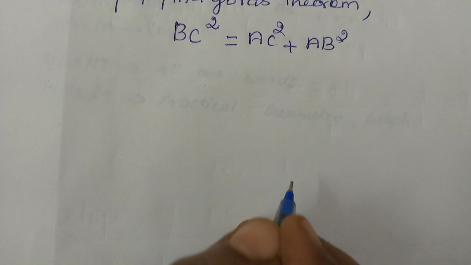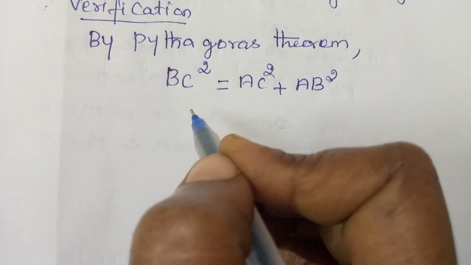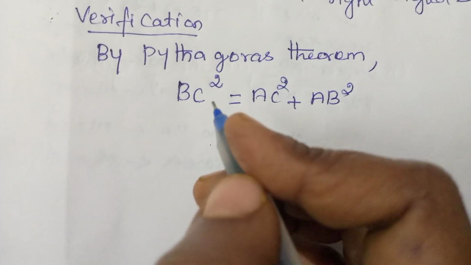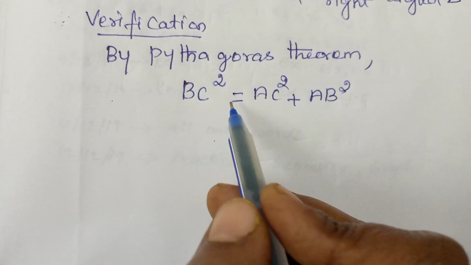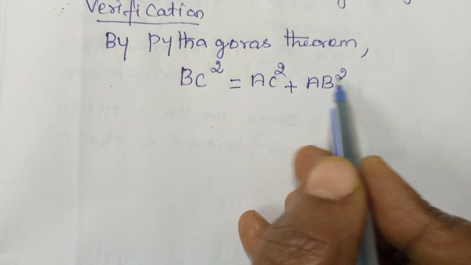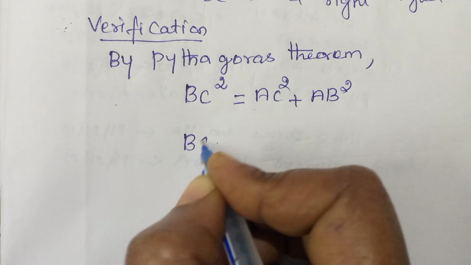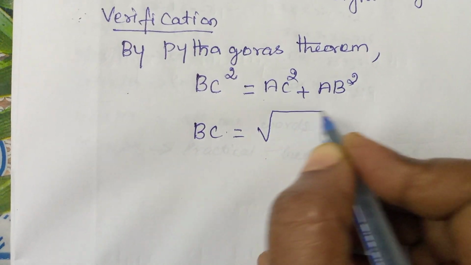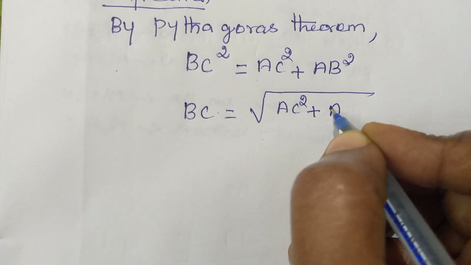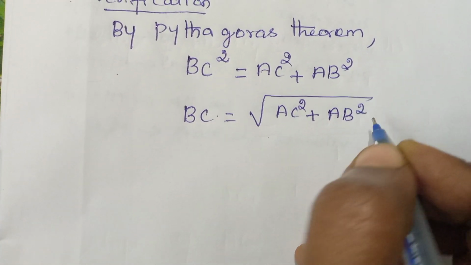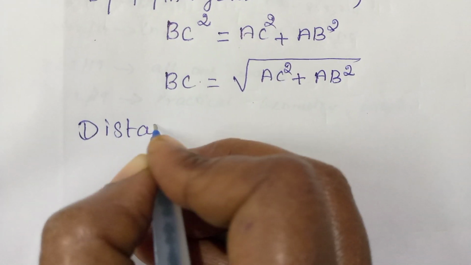Let us find out, first of all, the distance between BC. From here, BC square is equal to AC square plus AB square. What is BC? BC is equal to square root of AC square plus AB square. Let us find the distance between BC.